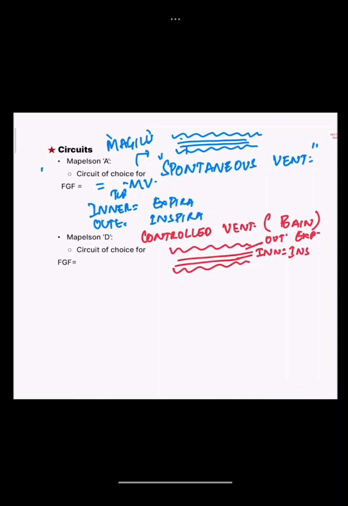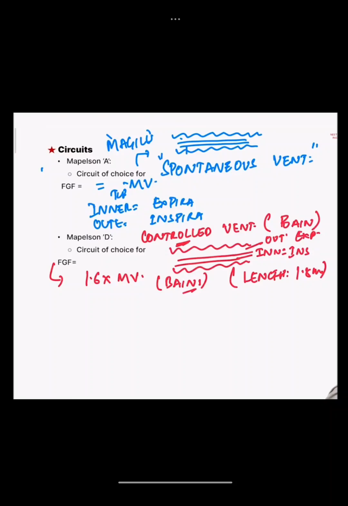And he said that if you want to prevent rebreathing further, then fresh gas flow should be 1.6 times more than the minute volume. After doing this modification, all complications related to this were prevented. Hence, this circuit is also called Bain's circuit. Very important, circuit of choice for controlled ventilation. The length of the circuit, again an important thing, is how much? 1.8 meters. For head and neck surgeries, we usually use this Bain's circuit.